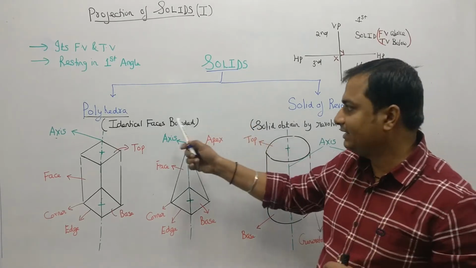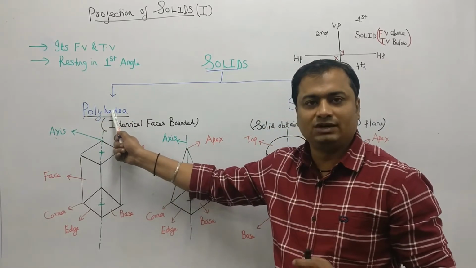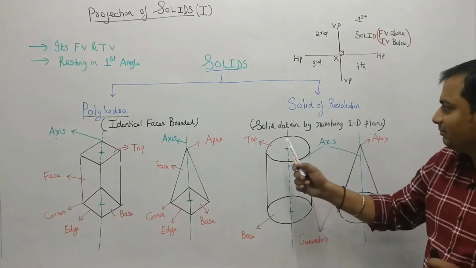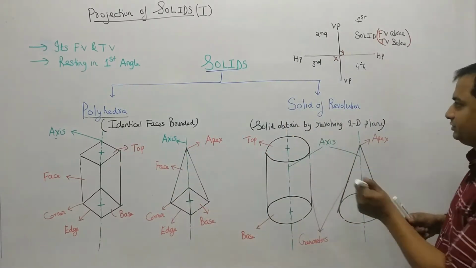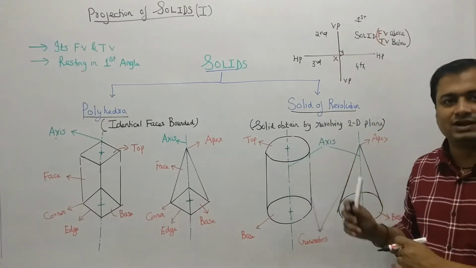The first category is called polyhedra. The second category is named as solid of revolution. So this is the second category of the solid, that is called solid of revolution.